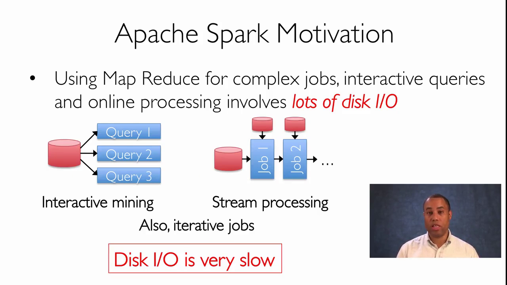This is a motivation for Apache Spark because it's not just iterative jobs that we want to perform when we're doing data science, but also complex jobs like interactive mining or stream processing or interactive queries. In each one of these cases, we start with some source data and we repeatedly read that data and perform calculations and write data back out to disk. That high amount of disk I/O means things are going to run very slowly because, again, disk I/O is very slow.